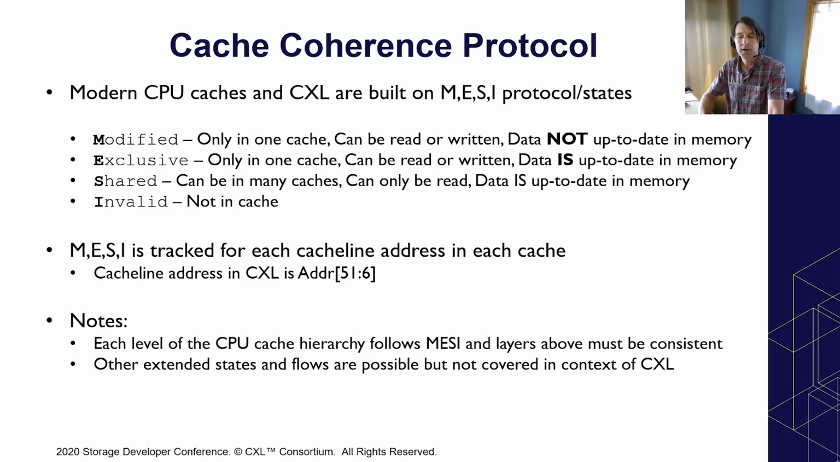And we should note that each level of the CPU cache hierarchy follows the MESI protocol, and the layers above must be consistent. I'm not going to talk about how this consistency is maintained, but it should be noted that this is how it works. Implementations may have extended states and flows, but those aren't part of the CXL definition, so I'm leaving those out of this discussion.